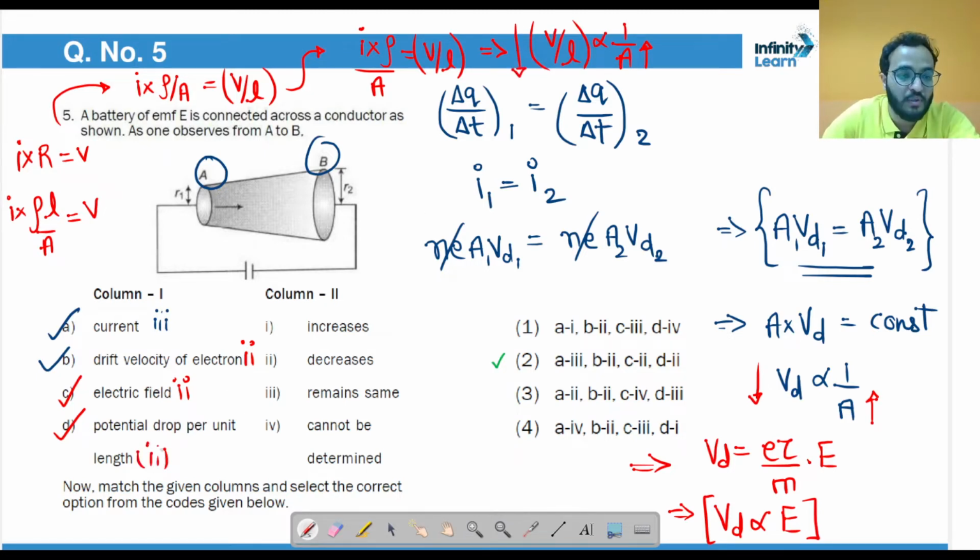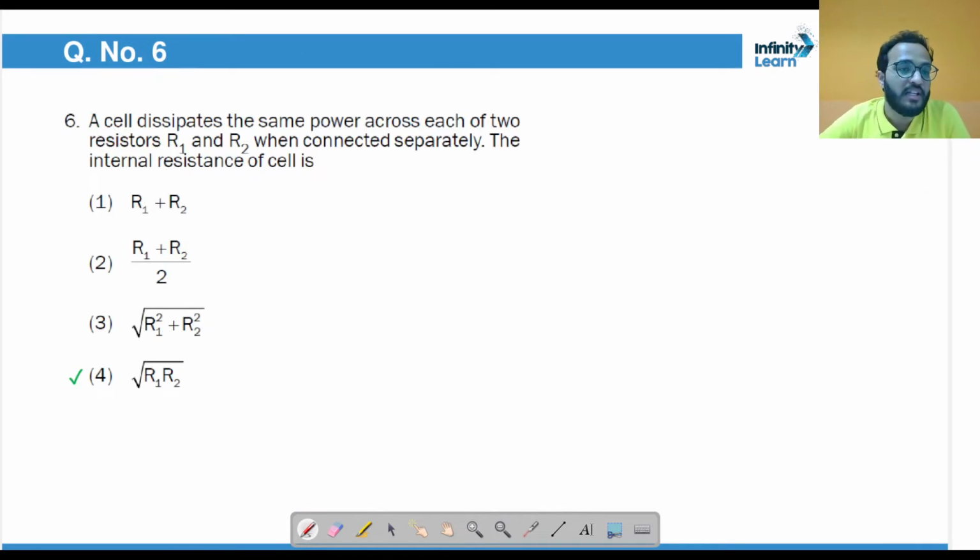So it is like that: 3, 2, 2, 2, right? So which is correct? The second option is correct. Can you see this? Okay, so this was a very nice question. Now let's move on to the sixth question.